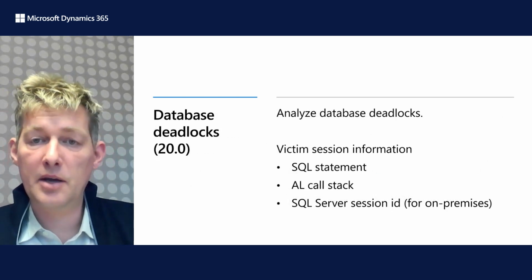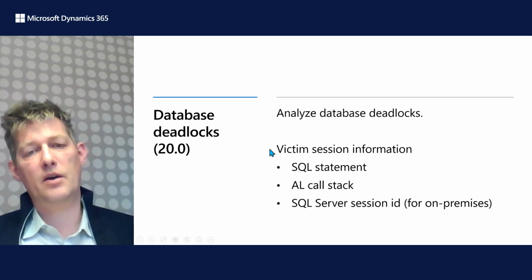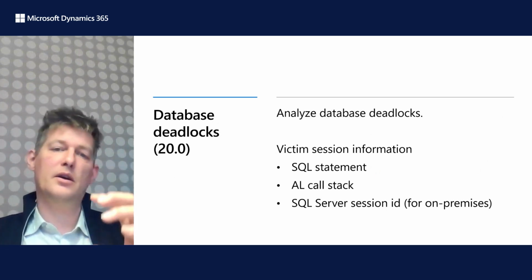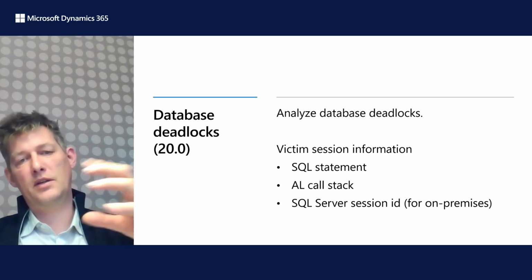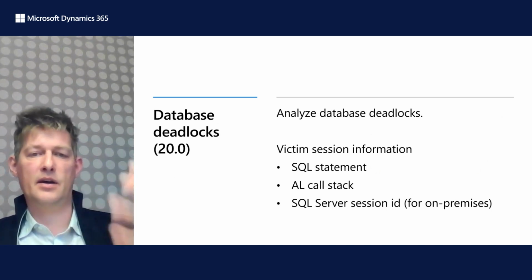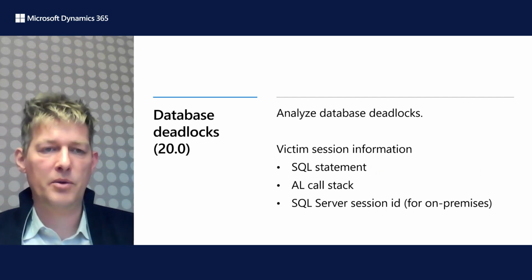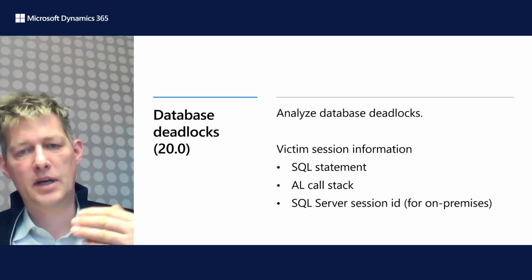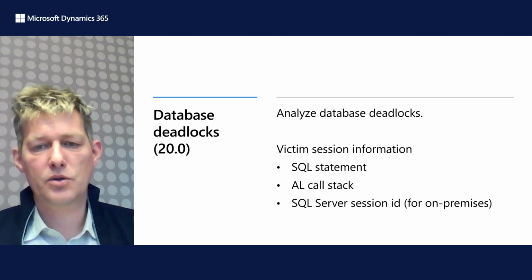And database deadlocks: you get only data on whoever was the victim in a deadlock. In a deadlock, you have two parties. One is the winning session and one is the victim. The victim is the one who doesn't get their SQL workload done, and this is what we log to telemetry. So you know which statement from which AL call stack, and also for on-premises, the SQL Server session ID.